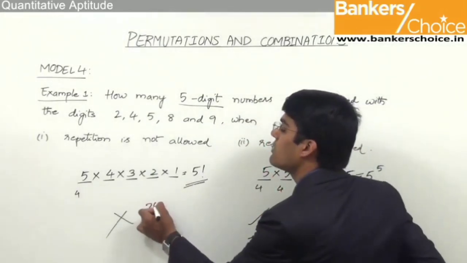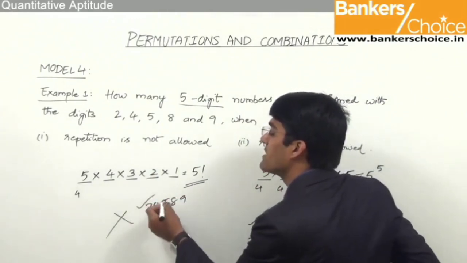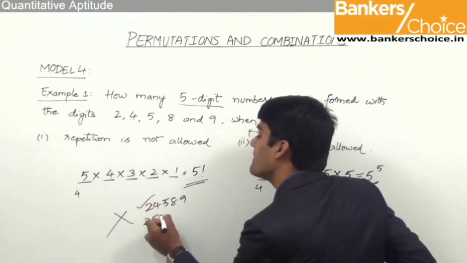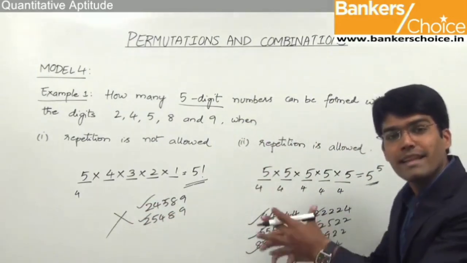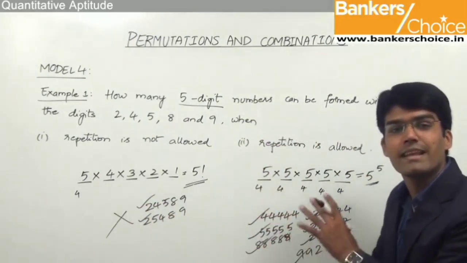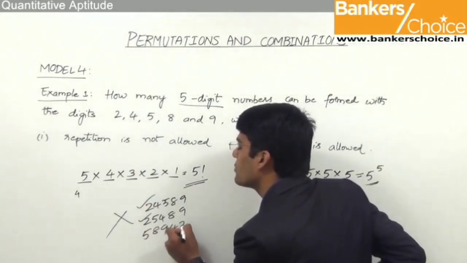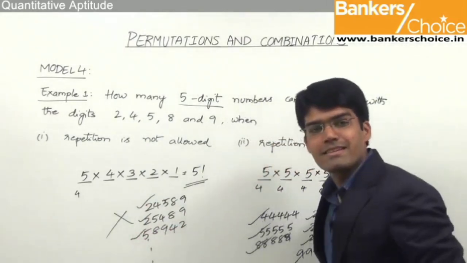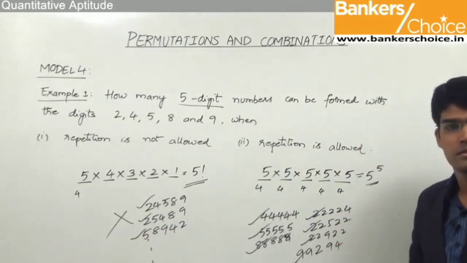We can have a number called 24589 in this case. This is okay. Similarly, we can have a number like 25489. That means the digits all remain the same. They appear only once, but they can shuffle their positions. Internally, they can be changed. Likewise, we can have a number starting with 5, 8, 9, 4, 2 and so on. So we get 120 such numbers. And here we get 5 power 5 numbers where repetition is allowed.